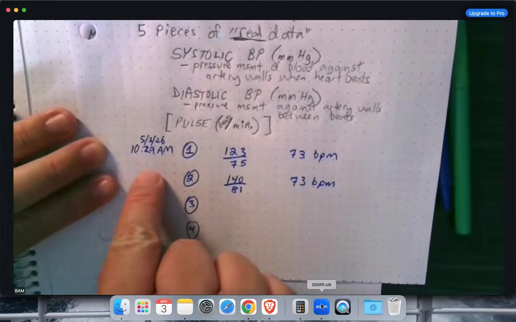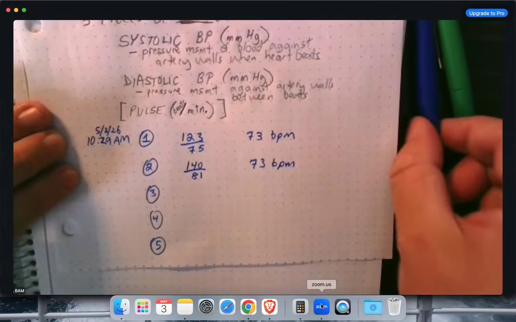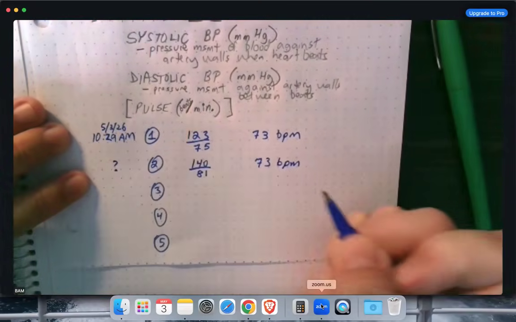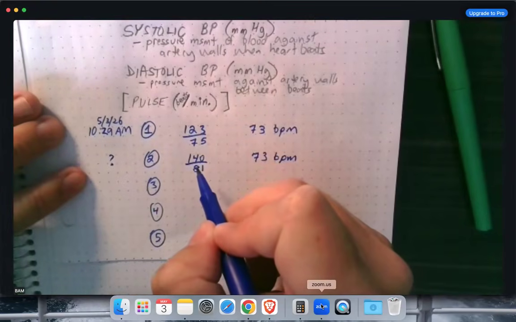I forgot to put the time right here. And that happens with data. It's messy. Now, these things look like fractions, but they're not really.